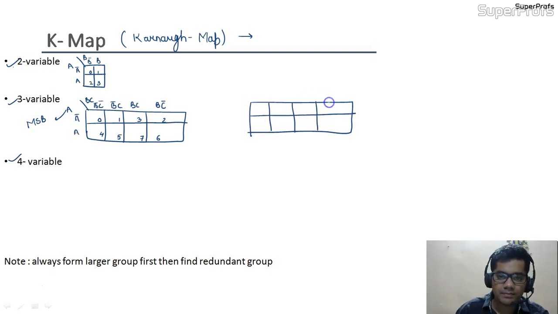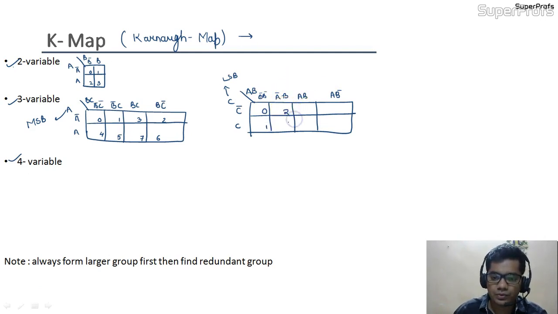our Kmap? If we are taking C and this is AB and this is our LSB, that is least significant bit, it would be C bar, C, and A bar B bar, A bar B, AB and AB bar. So it would be 0, 1, 2, 3, 4, 5 and 6, 7. These are the possible ways of the minterms.